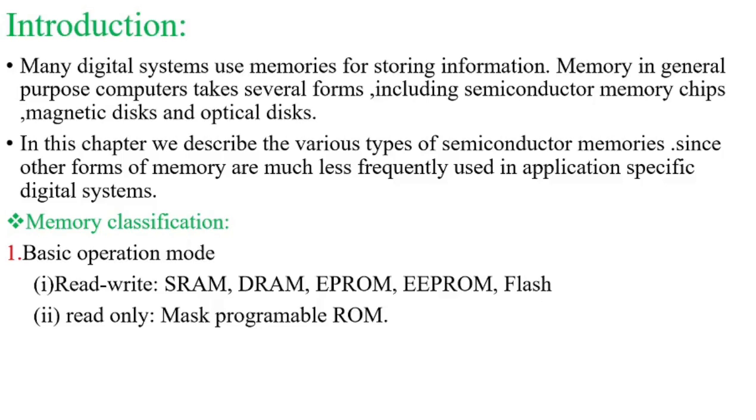Memory in general purpose computers takes several forms, including semiconductor memory chips, magnetic disks, and optical disks. It means that in many digital systems we are using memories for storing information. And the second point in this chapter, we describe the various types of semiconductor memories.